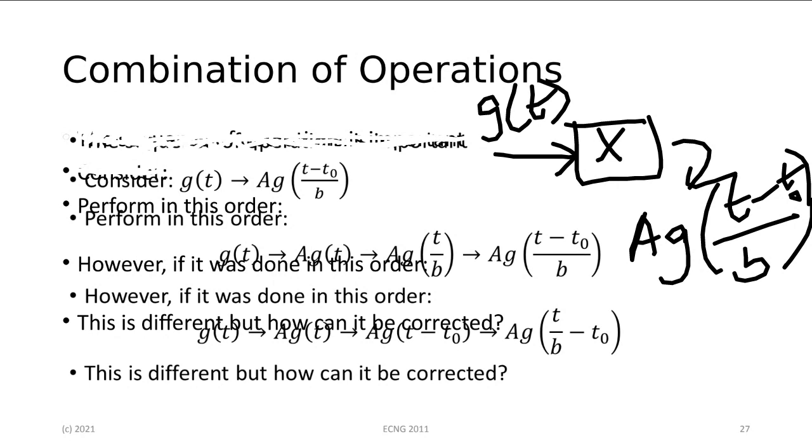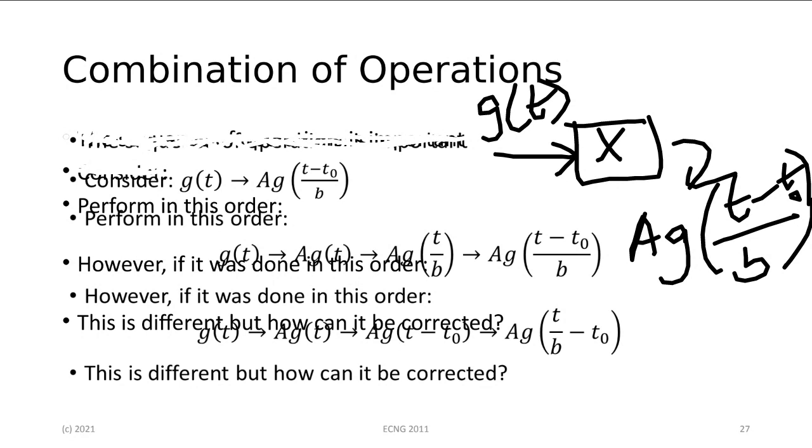So the first thing, we go from G to AG, so we amplify it. And then we take T and replace T by T over B. And then on the other side, we delay T by T0.